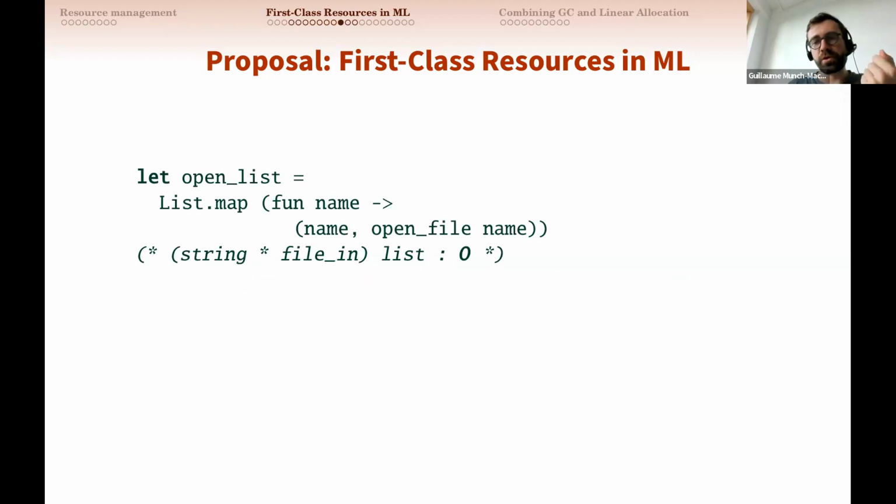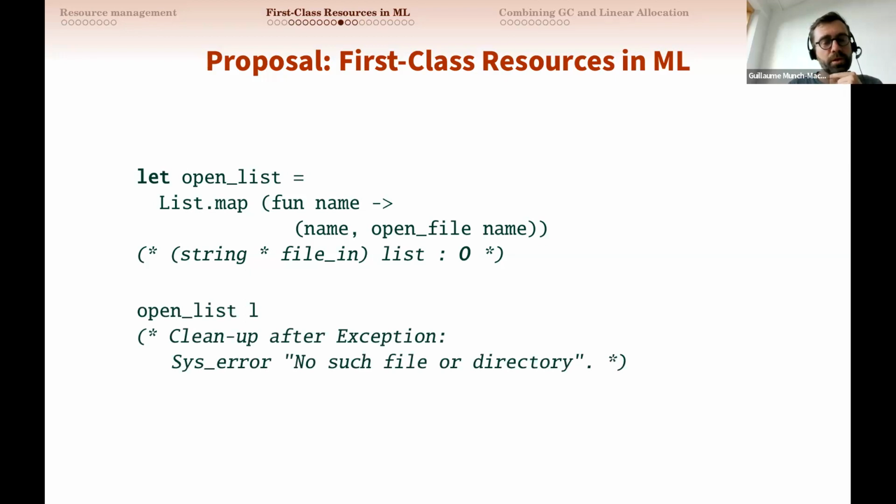And you want it to interact with data types. So you want data types that contain resources. If I have a list of file names, for instance, I want to be able to map this list to a list of a name and an open file. And the result will be a resource, which is a list containing resources. And what could happen? You could open a list of files. One of these files does not exist, so you get an exception.